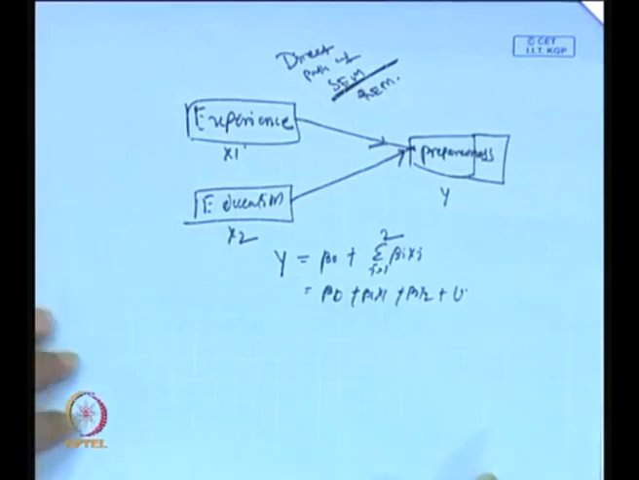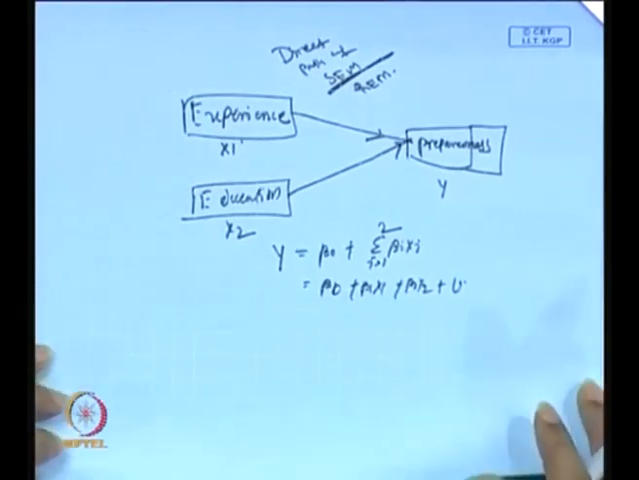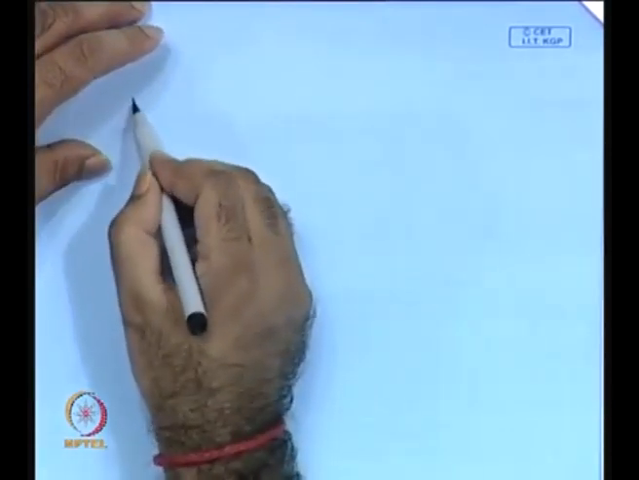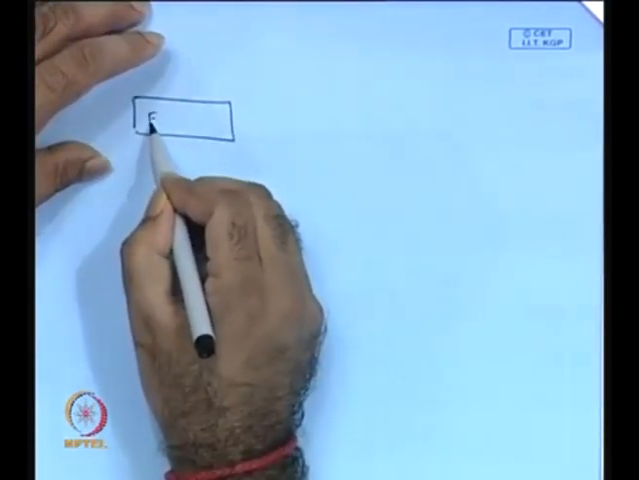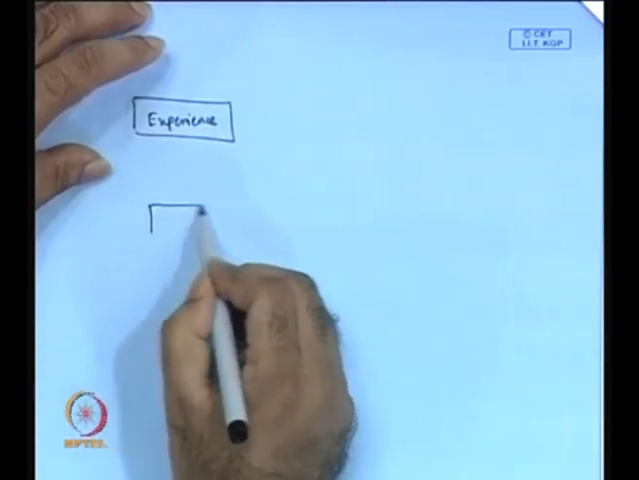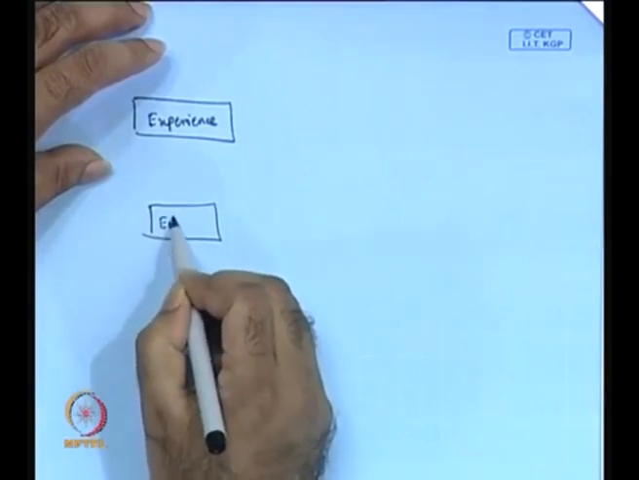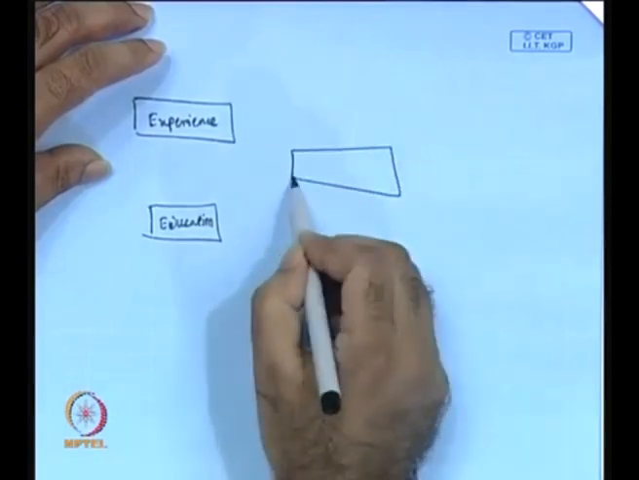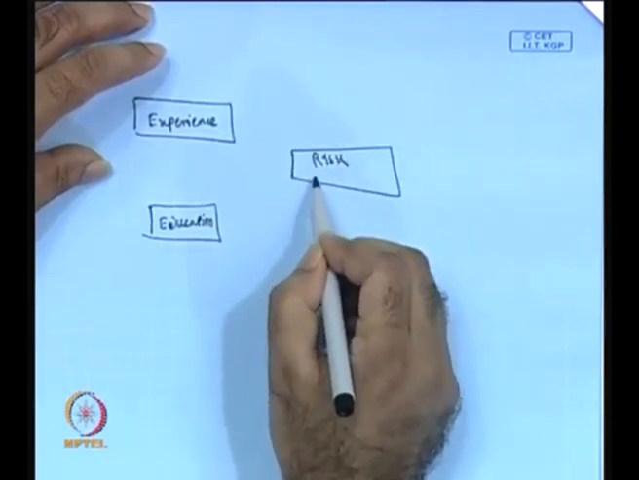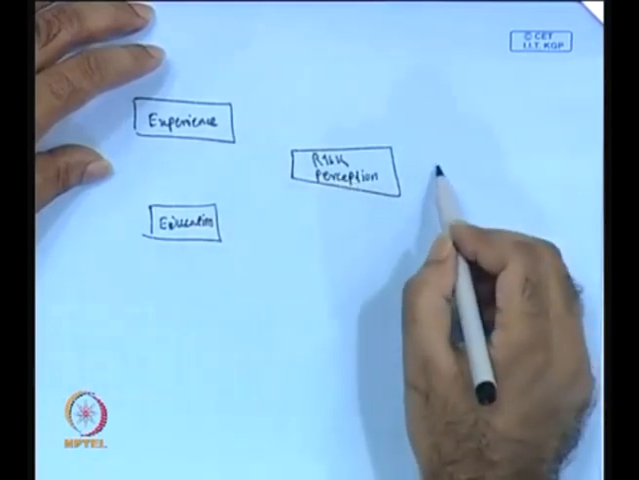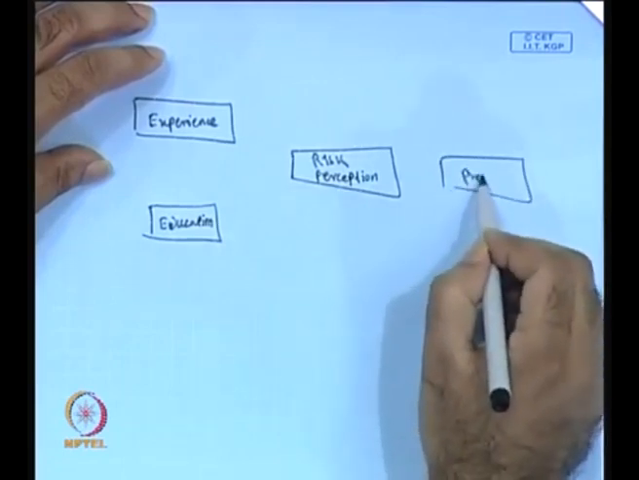Now, how is it different in structural equation modeling? Let me put another diagram here, and then I will highlight structural equation modeling. Let's say I highlight the same problem here. This is experience and this is education, then this is risk perception. I will take another component called risk perception, then preparedness.